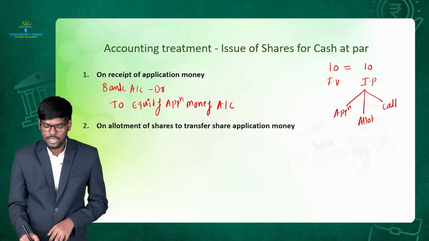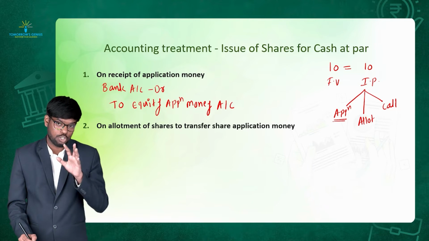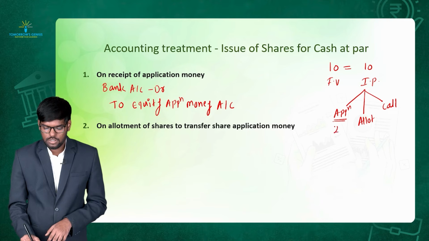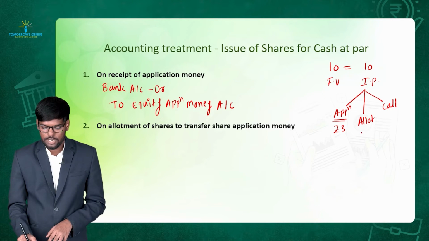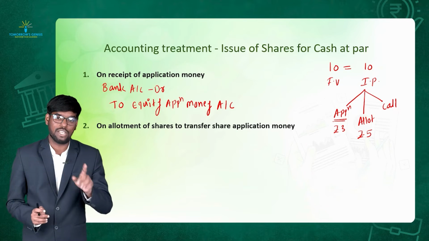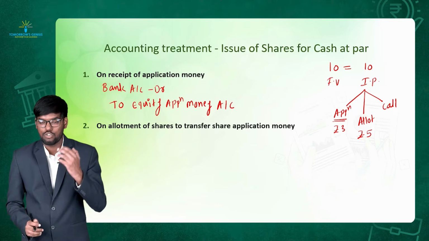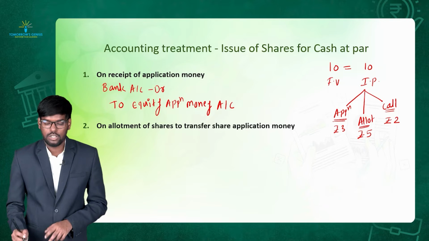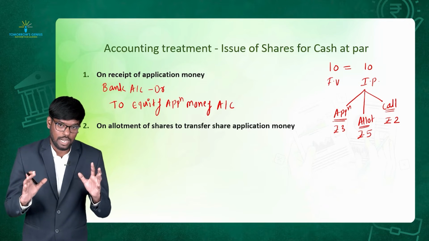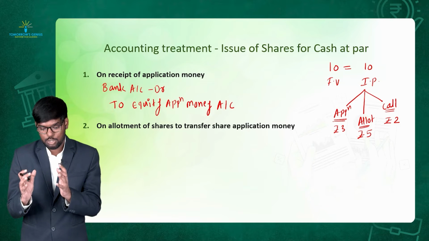So, for example, at the time of application, company is calling rupees 3 to pay for. Then at the time of allotment, company is calling 5 rupees to pay for. So 5 plus 3, 8. So balance 2 rupees company is going to collect at the time of call stage. And now we have to develop accounting entries based on this small example.